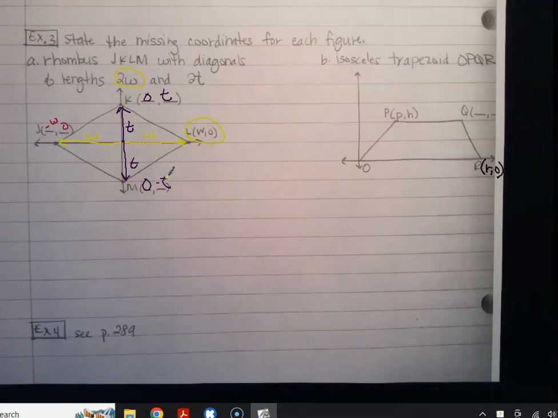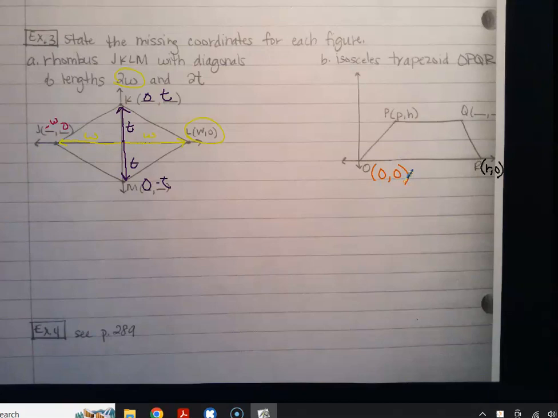Okay, how about try B? Isosceles trapezoid OPQR. That's all we got, that it's an isosceles trapezoid. But we have lots of information about this trapezoid. Because where is O? In the bottom. So what are the coordinates of O? This is 0, 0.